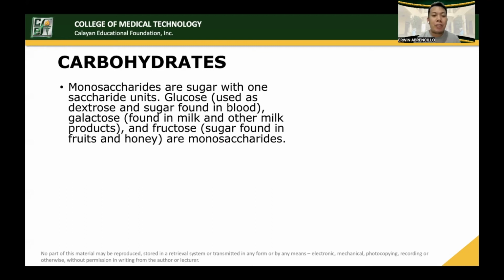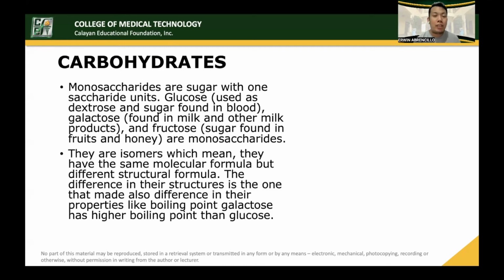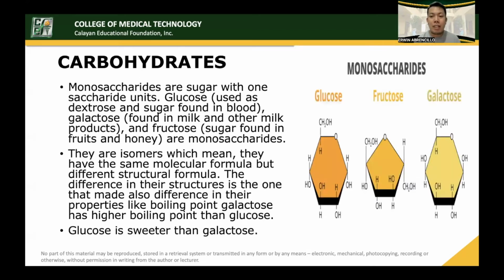So they are actually isomers. When we speak of isomers, they have the same molecular formula. The molecular formula of these monosaccharide sugars is C6H12O6. But they differ in the structural formula. So just like this, you have here glucose, fructose, and galactose. Same chemical formula of C6H12O6, but they differ in the structural formula.